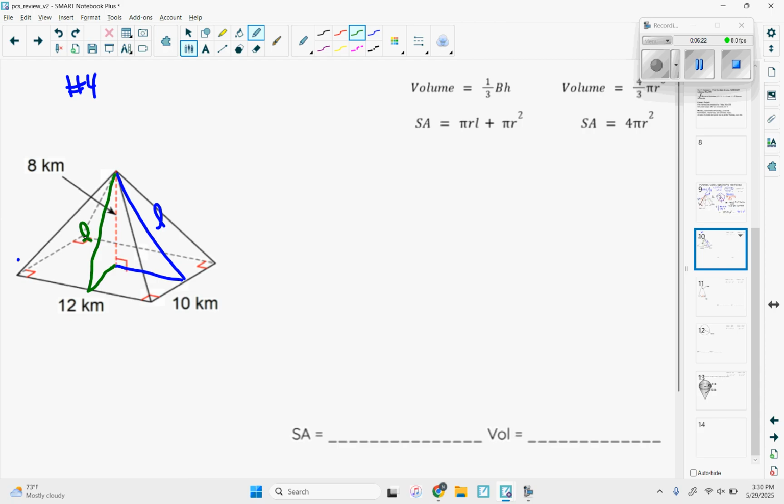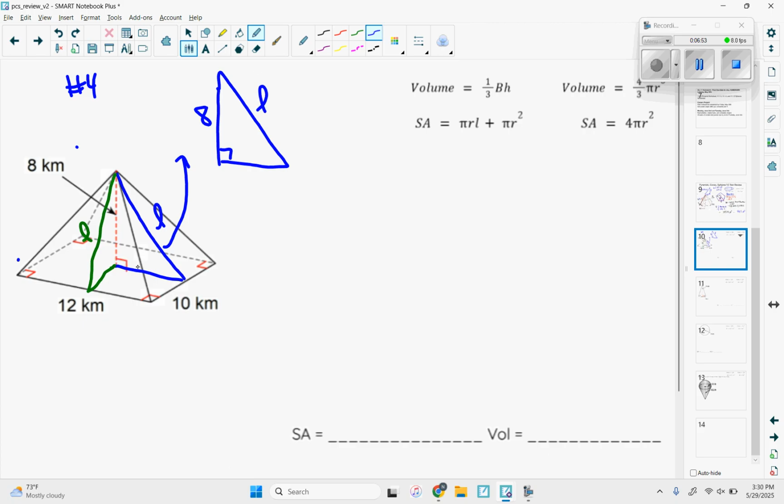So with a rectangular base pyramid, most of the work is going to be finding your 2 slant heights. All right, so I'm going to do this blue triangle first. Up here. So let me label sides of the triangle. The height is 8. All right, we need to find the slant height.